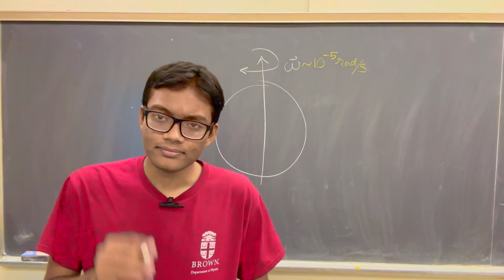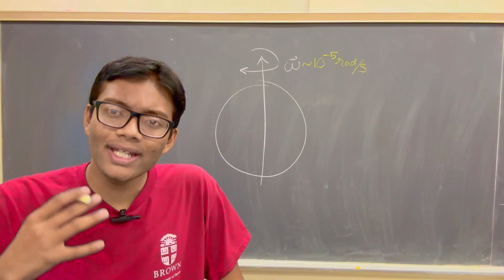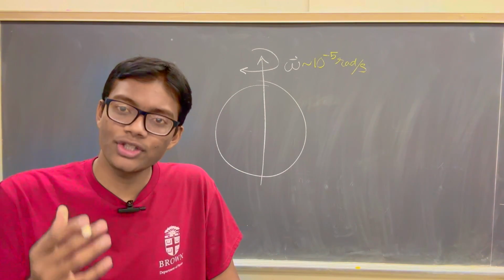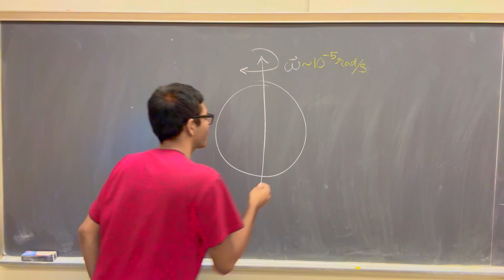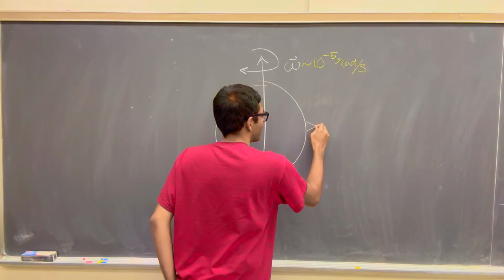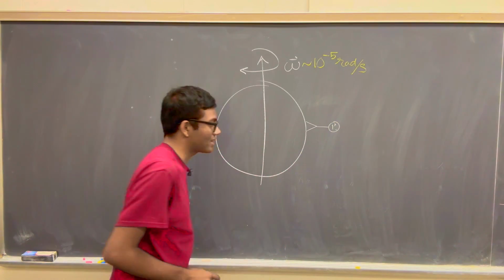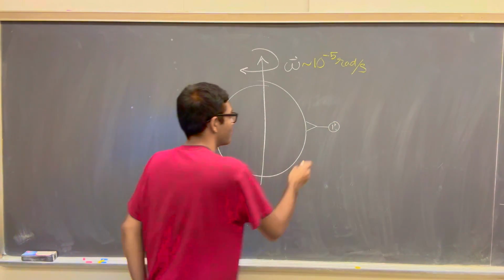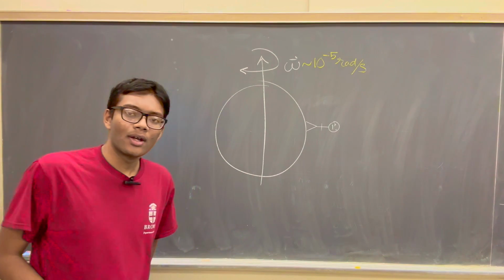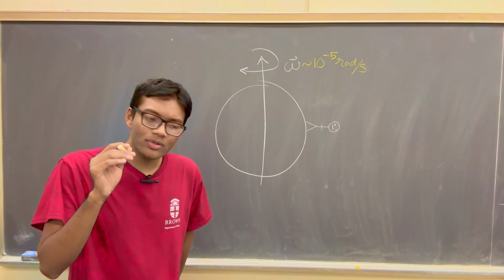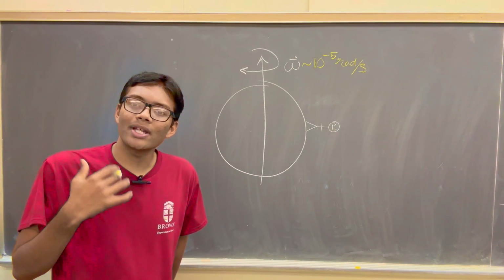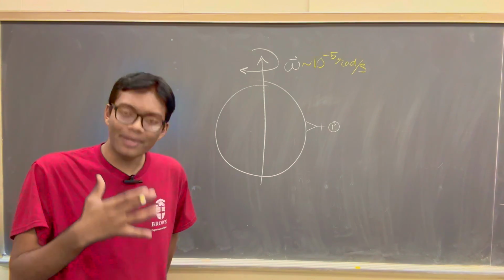Okay? Now here's the thing. We can actually detect the rotation of the Earth from the ground here on Earth. Let's say you're a man or a woman on the surface of the Earth, and you want to detect the rotation of the Earth somehow. How do you do that? Well, one of the most amazing ways you can do that is by using something called a Foucault pendulum.